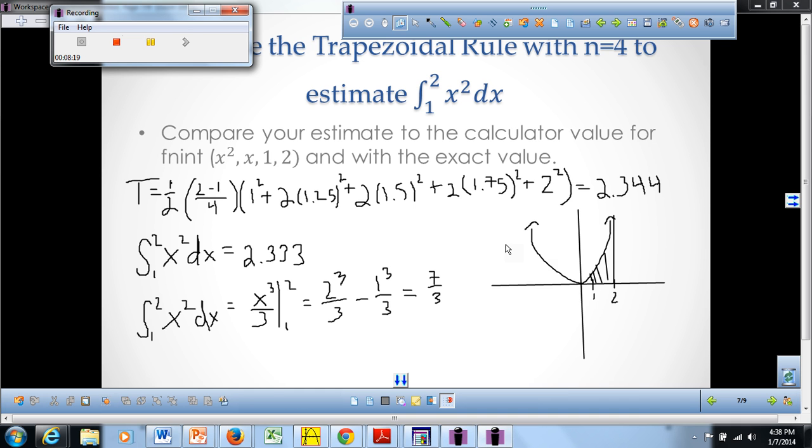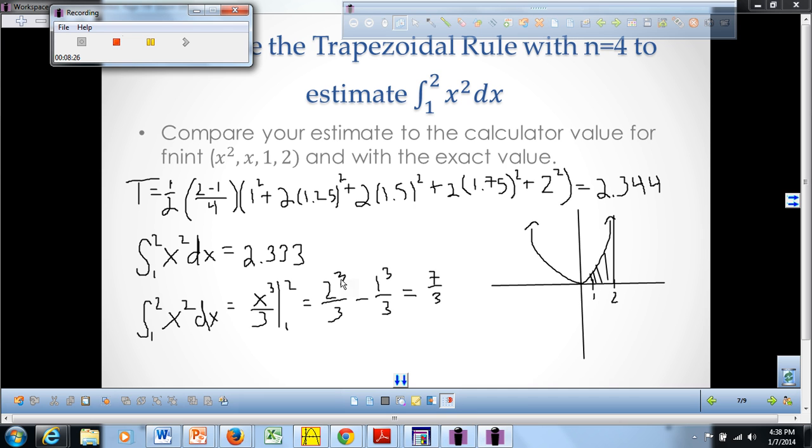Okay, so I have a rough sketch of f of x equals x squared, and we are interested in the area under the curve from 1 to 2, and we have 4 subintervals. So what I have presented here is T equals our trapezoidal approximation, 1/2 times the quantity b minus a over n, and then we have f of a plus 2 times f of a sub 1, and so on over to f of b, giving us 2.344.